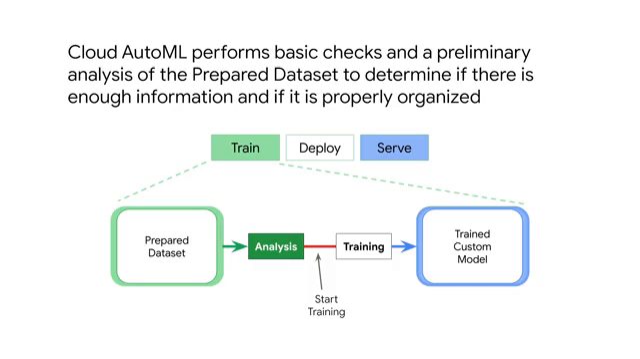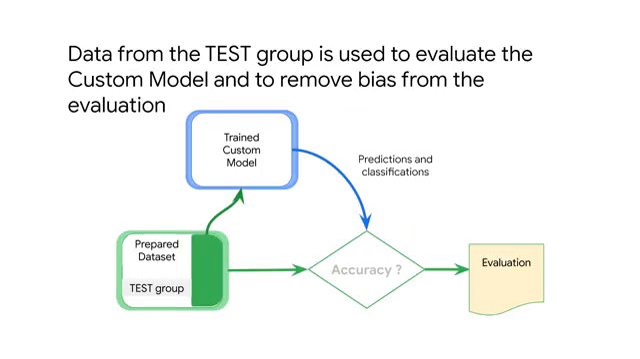The custom model works well with the training data, but is it good at categorizing new instances of data it has not seen before? Data from the test group is used to evaluate the custom model and to remove bias from the evaluation. The predictions and classifications are compared with the labels in the prepared dataset. The evaluation report provides indicators that are specific to the kind of model and help understand how effective the model is at predicting and classifying.